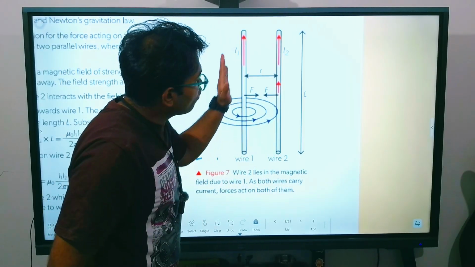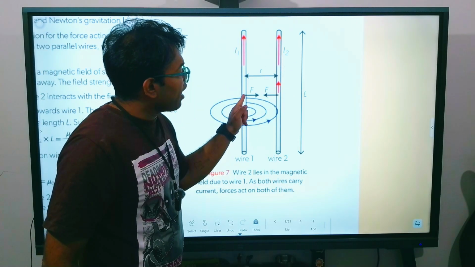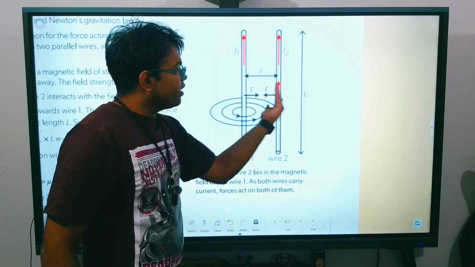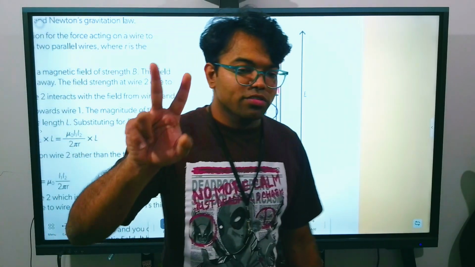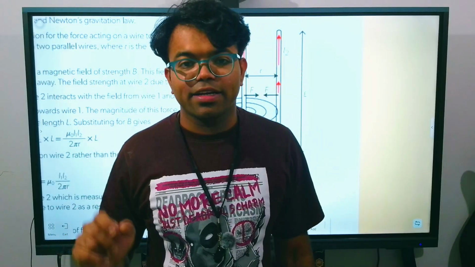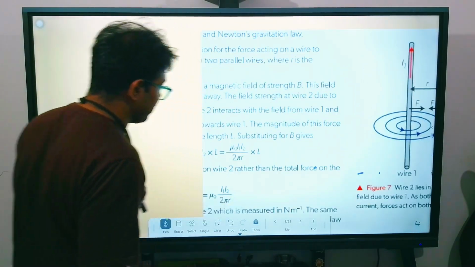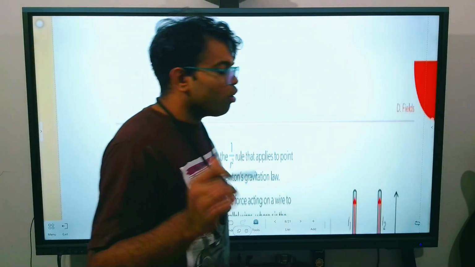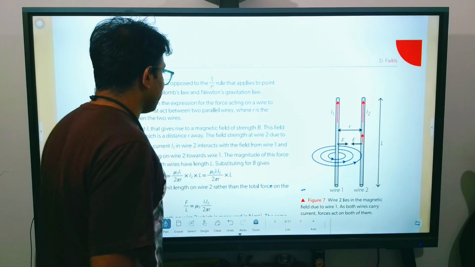So this conductor is applying a force on this conductor, which is making the conductor come inwards. Similarly, this conductor is also coming inwards. So there are two forces that are making sure that both the conductors come close to each other. Now let's examine what is actually happening here. So what is the formula for force on a conductor? Mu naught I upon 2 pi r.